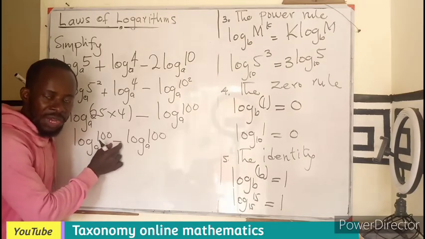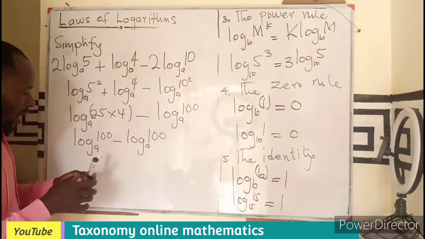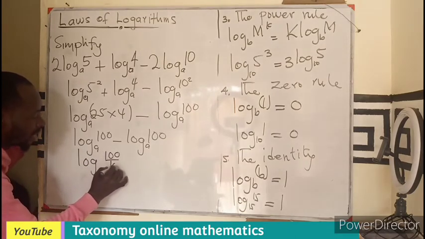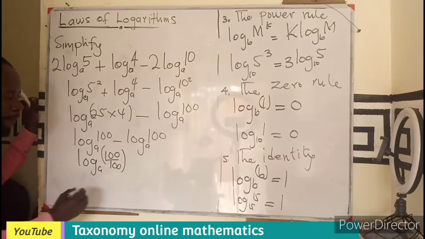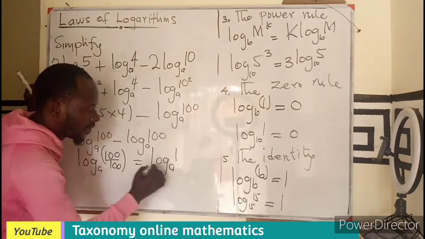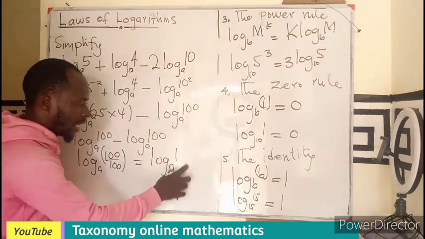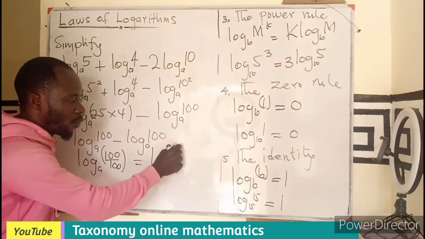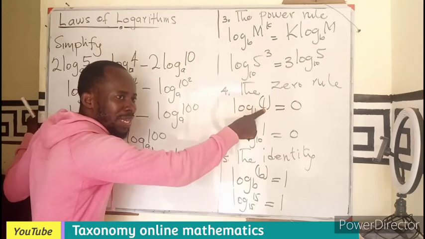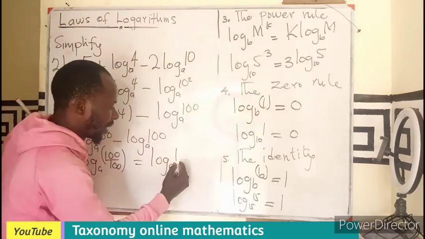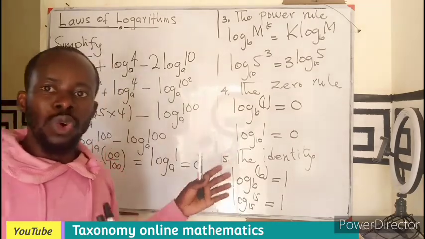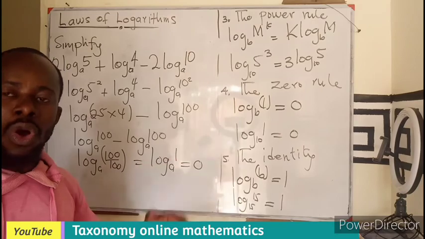Also, subtraction will give us the quotient rule, so we are going to divide. That will be log of 100 over 100 base a. 100 over 100 will give us what? Log 1 base a. Which property gives us this answer? If you have log of 1, then it is the zero power. Anytime there is a log of 1, no matter what the base will be, the answer will be what? 0. So we can use the properties to solve questions under logarithm.